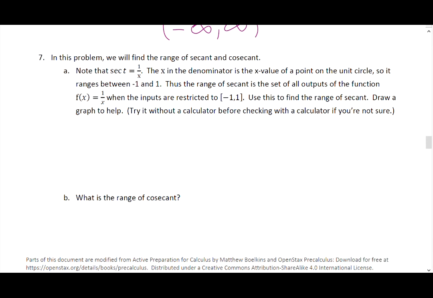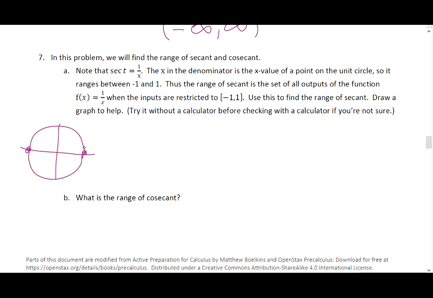In this problem, we will find the range of secant and cosecant. Note that secant of t is 1 over x. The x in the denominator is the x value of a point on the unit circle, so it ranges between -1 and 1. Thus, the range of secant is the set of all outputs of the function f of x equals 1 over x when the inputs are restricted to -1 to 1. Use this to find the range of secant.